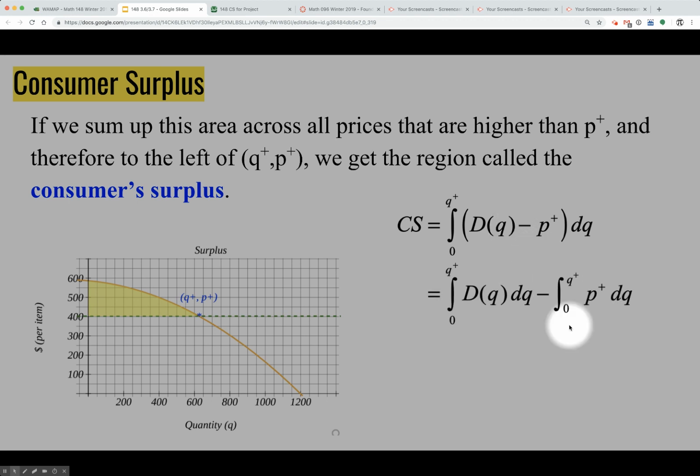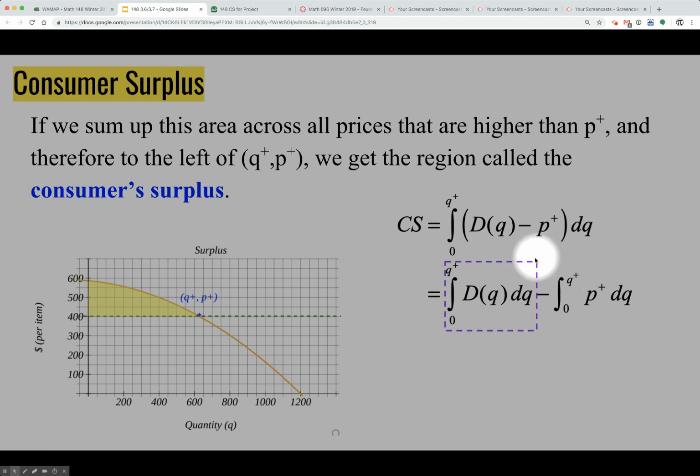We have also talked about how, if you have an integral of a sum or a difference, like we do here, we can break this out into two different integrals. So I can look at this as the integral under the demand curve minus the integral under the P plus line. Another way of saying that is, this integral is the area under the demand curve minus the area underneath that green dotted line.